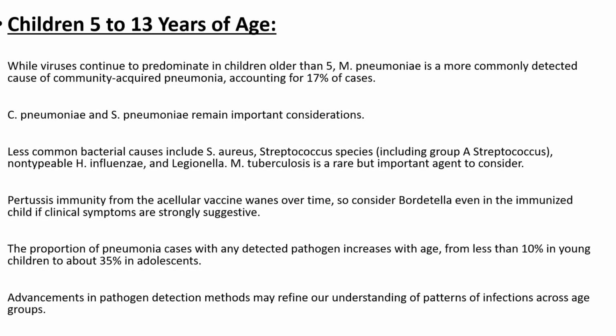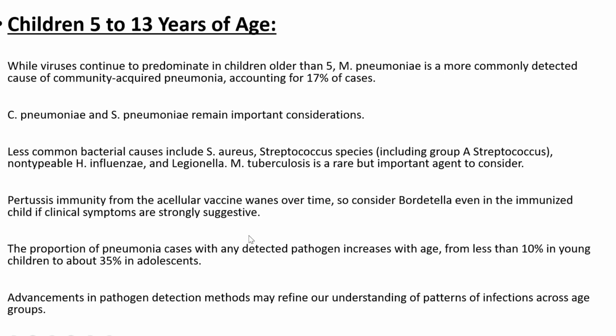And in children of age 5 to 13 years, viruses usually predominate, but some atypical infections can also be seen, such as Mycoplasma pneumoniae. Chlamydia pneumoniae and Strep pneumoniae remain important considerations. Some other less common causes are Staph aureus, group A strep, non-typable Haemophilus influenzae, and Legionella. And in the case of pertussis, immunity from the acellular vaccine wanes over time, so Bordetella should be considered if clinical symptoms strongly suggest it.